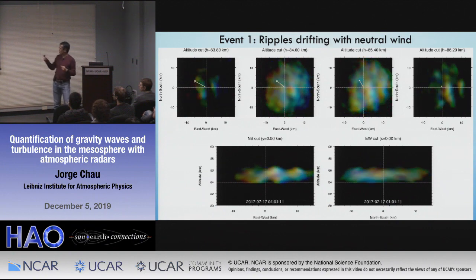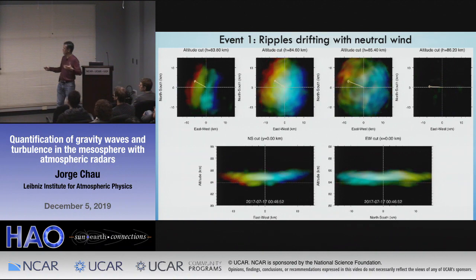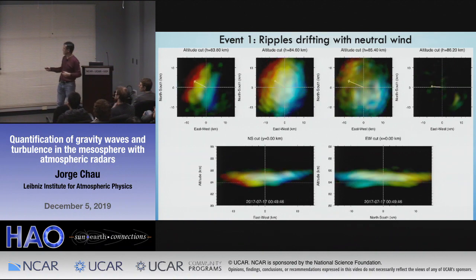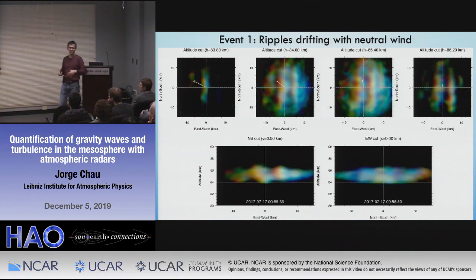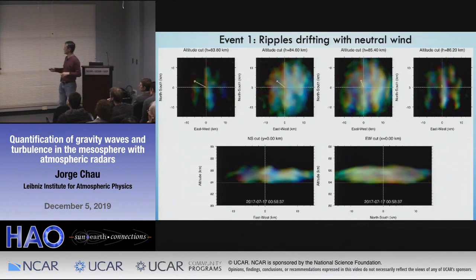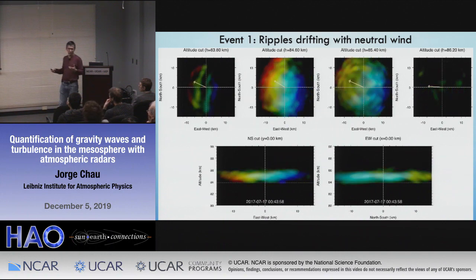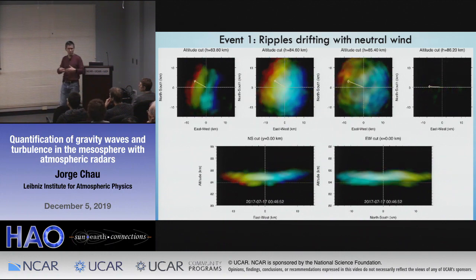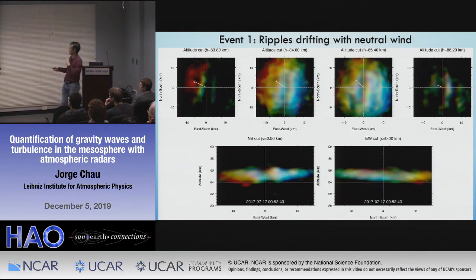What I want you to observe is that the period started very turbulent, volume filling. Andreas Muschinski is familiar with MST radar before, with the normal assumption of volume filling. But later, there are organized structures. The airglow community will call them ripples. Ripples moving across the radar.